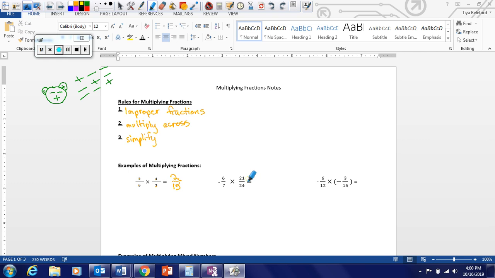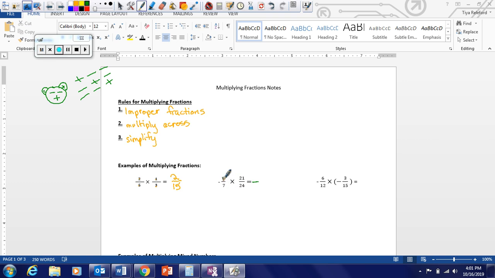negative 6/7 times positive 21/24. I've got a negative and a positive. That gives me a negative. So I'm not even going to wait till I have the answer. I'm going to go ahead and write my negative right now. Now, here's the cool thing. We're going to simplify. See this multiplication sign? We're going to crisscross simplify.